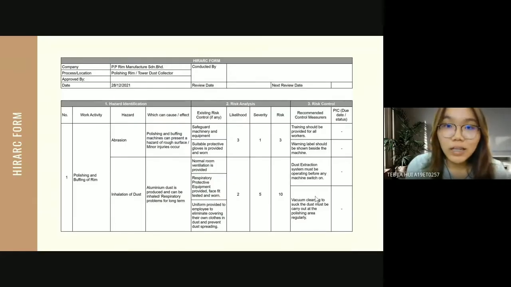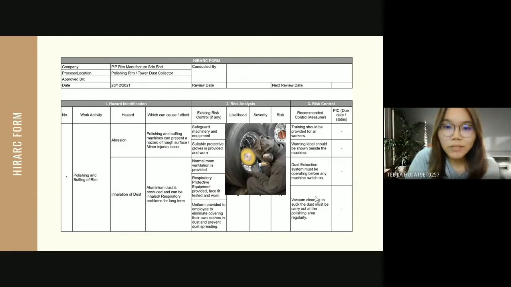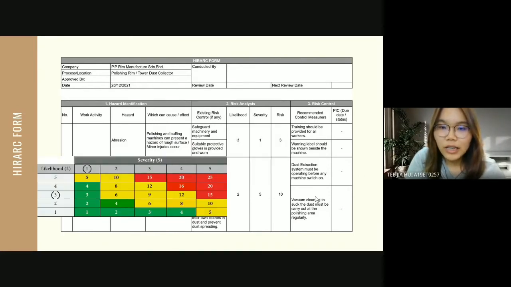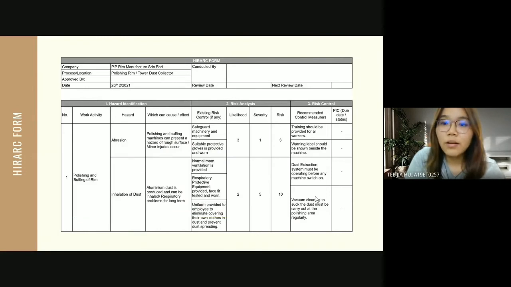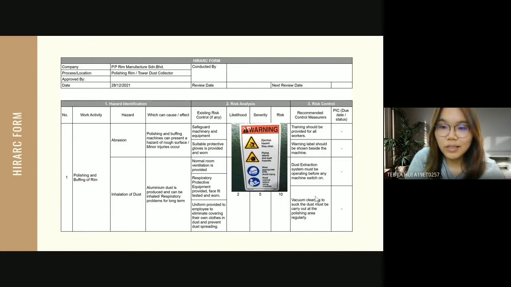Now, we will be looking at the HIRARC form. First work activity is polishing and buffing on rim. The first hazard is abrasion. Polishing and buffing machines can present a hazard of rough surface, and this can cause minor injury. The existing risk control for this hazard is safeguarding machinery and equipment. Besides, suitable protective clothing is provided and worn. The likelihood is 3 and its severity is 1, so the risk is 3, which is considered a low risk. Recommended control measure for this hazard is training should be provided for all workers. Besides, a warning label should be shown beside the machine.